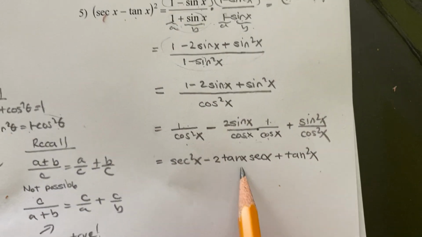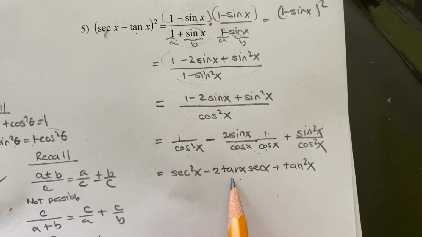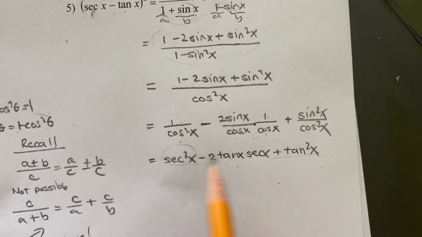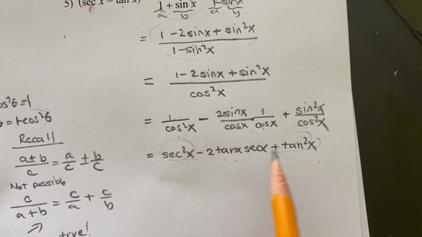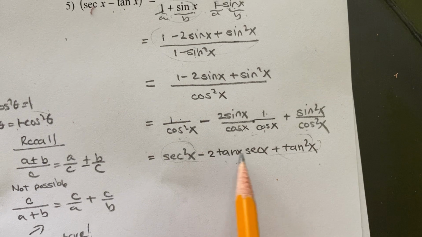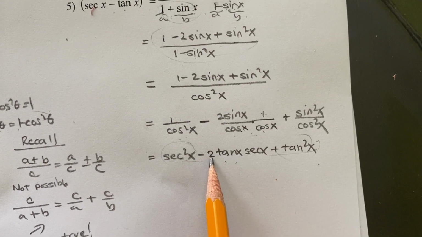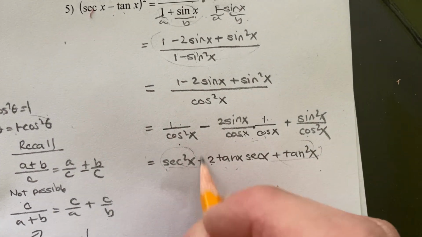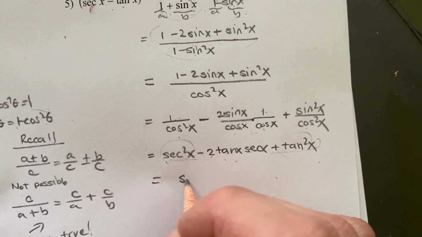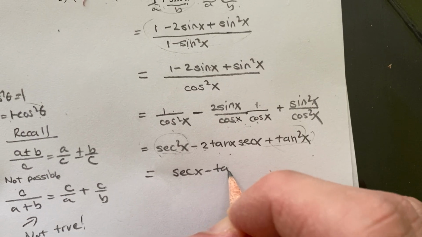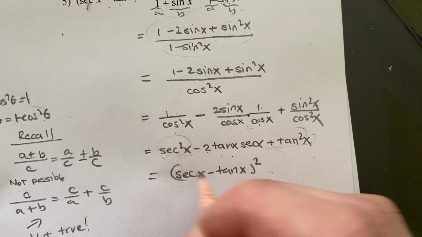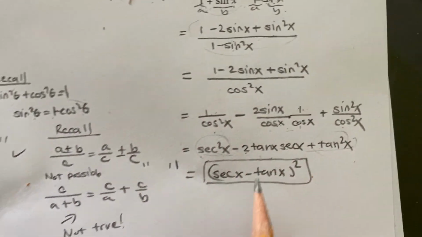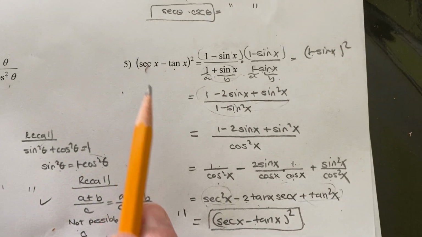You're like, my goodness, this looks really messy. How does that look like this? Well, now this is actually a perfect square trinomial. The square root of this is a perfect square, the square root of this is a perfect square, and the product of this and this times 2 gives a minus b quantity squared. In this case, this is my a, this is my b. This is now secant x minus tan x quantity squared. And I verified the right-hand side is equal to the left-hand side.